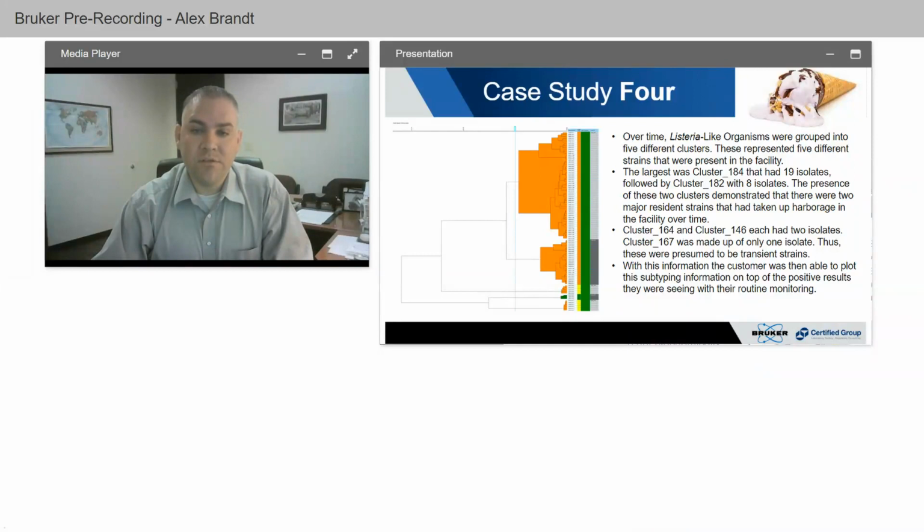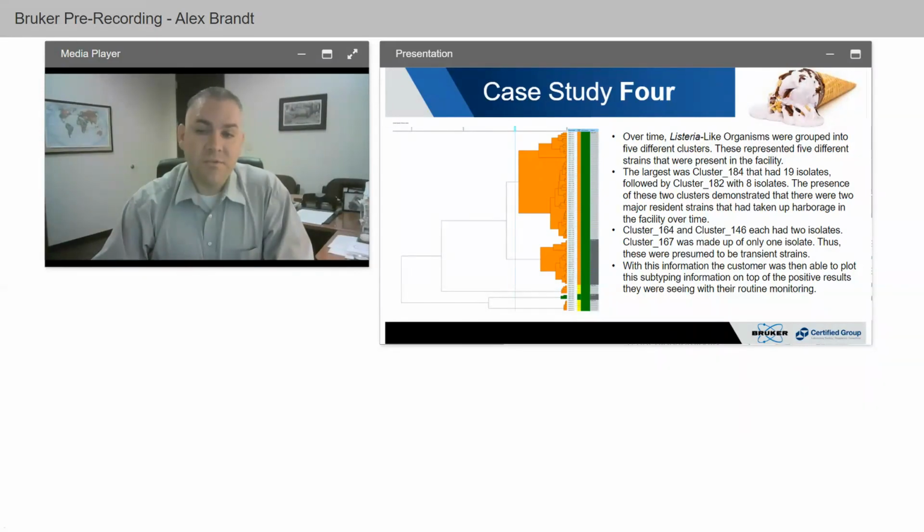Cluster 164 and cluster 146 each had 2 isolates, and cluster 167 only had 1 isolate. So these were all presumed to be probably transient strains, more or less. Definitely not as persistent as those 2 strains represented by cluster 184 and cluster 182.